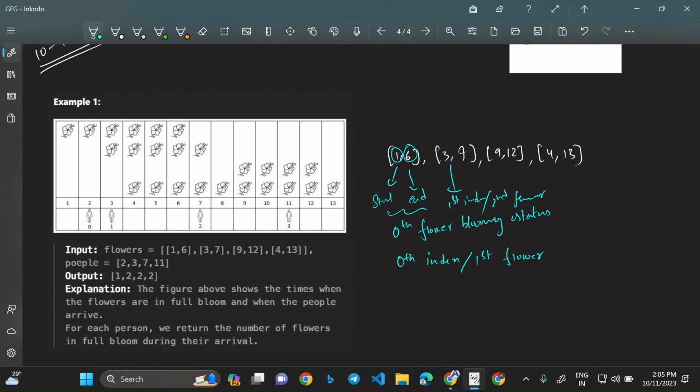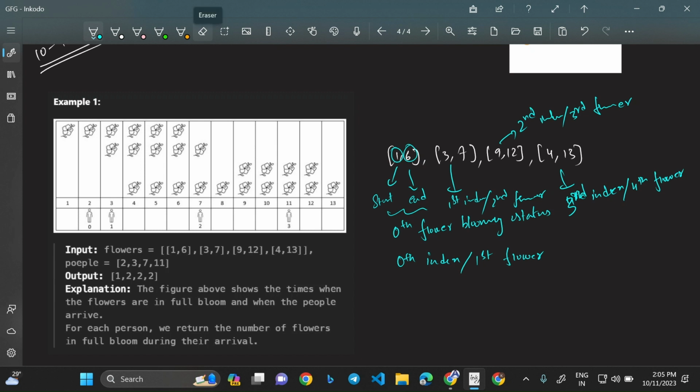So this is the second index or third flower, and this is the third index or fourth flower. So these are the time intervals that have been given to us. From start point to end point, each individual flower will be there.